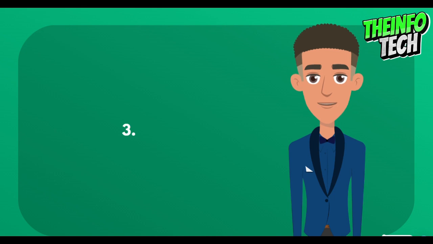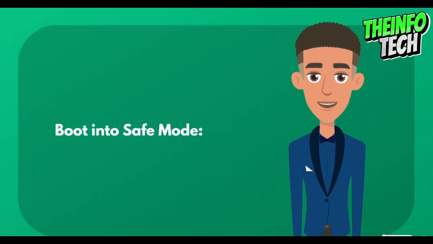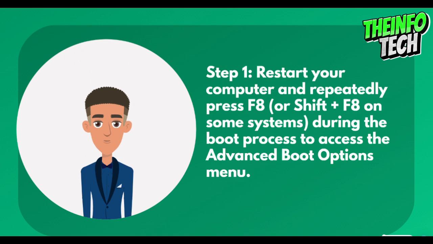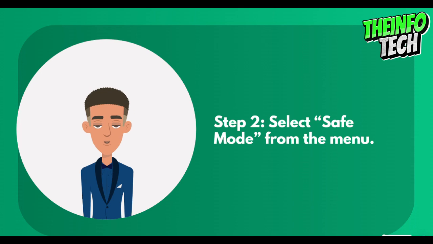3. Boot into Safe Mode. Step 1. Restart your computer and repeatedly press F8, or Shift+F8 on some systems, during the boot process to access the Advanced Boot Options menu. Step 2. Select Safe Mode from the menu.